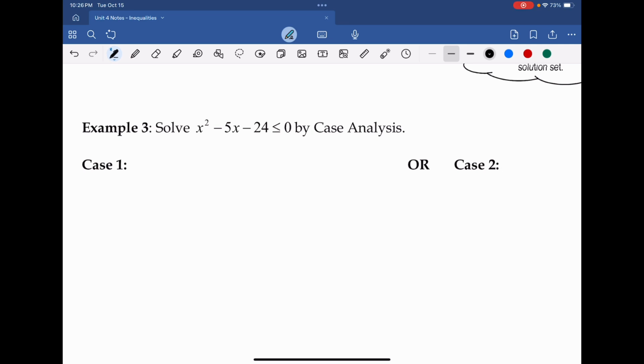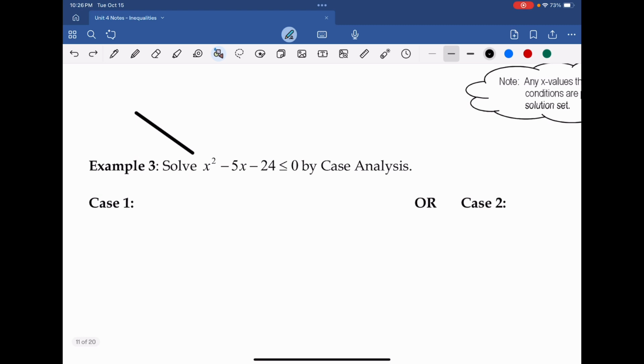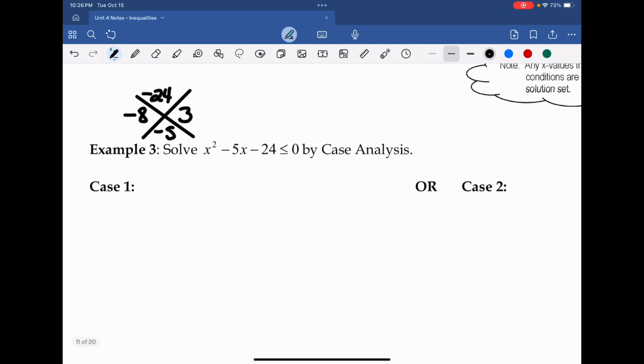So to do this right away, we can create a little x at the top. We must multiply to make negative 24, which is the outside term, and add to make negative 5. The two terms that do this for me are negative 8 and positive 3. And because the coefficient of x squared is 1, we can do inspection, and we can say that this will factor to be x minus 8 times x plus 3. And this is where it's less than or equal to 0. So here is our inequality that we can use.